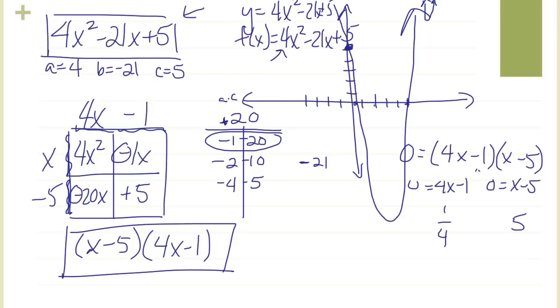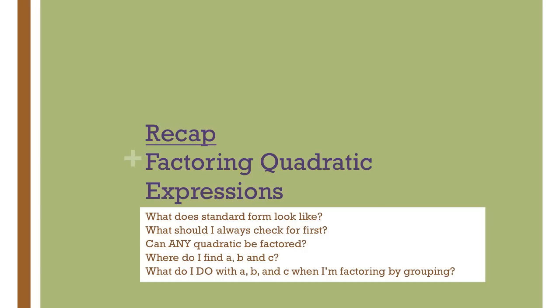Okay, so I'm going to do another video with more examples, but these are the basics. There's some special cases as usual, but these are the basics. So what does standard form look like? Ax squared plus bx plus c. Always check for that GCF. Can any quadratic be factored? I didn't address that because I got in a rush. No, and I'll make sure we talk about that more on the next video. We talked about where to find those and what to do with A, B, and C.